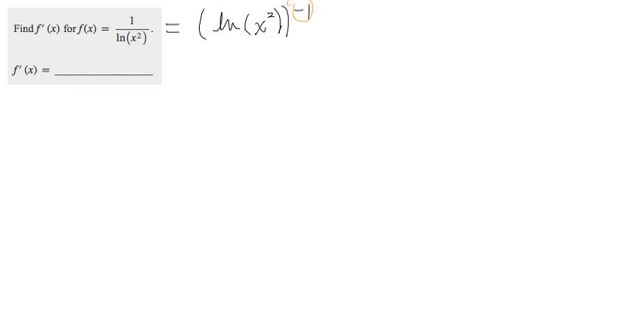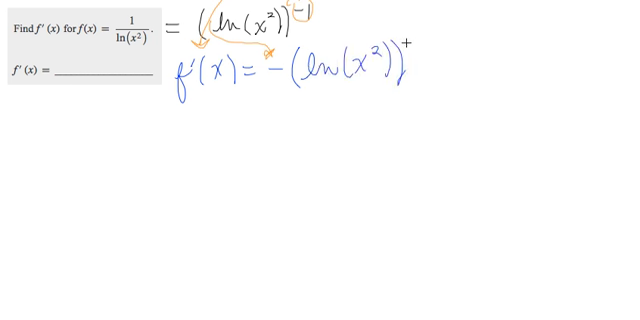My outermost function is that -1, so I'm going to bring that down out front. So we have f prime is, write it over here, f prime is the negative, that's that -1. Times, now when I say the inside function, I mean everything that is being raised to the -1 power, which is natural log of x squared, all to the power of -2, because we decrease that exponent by 1. And then we do times the derivative of that whole inside function, natural log of x squared, which I'll figure out in my next step.